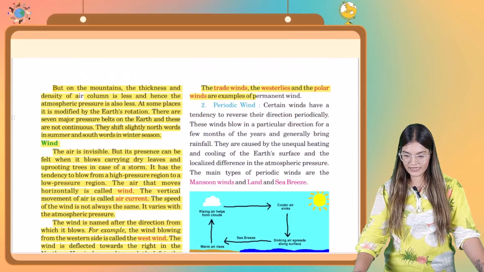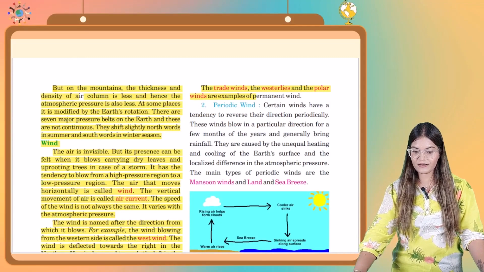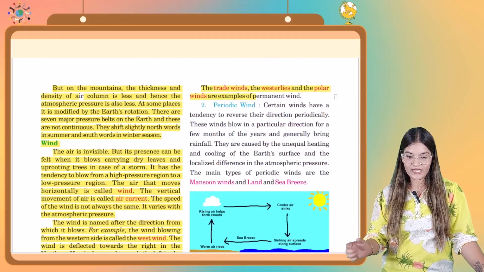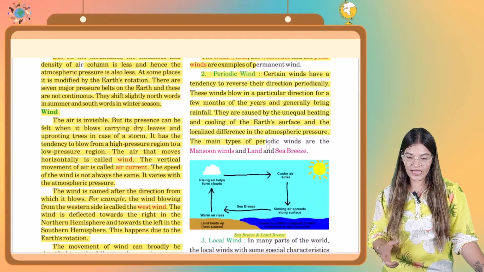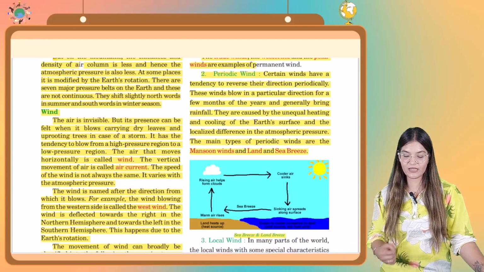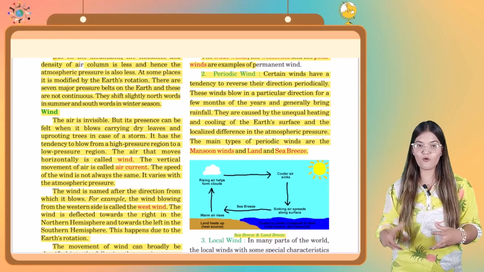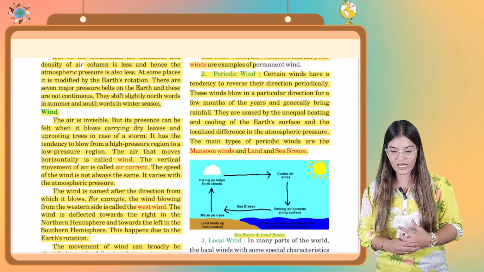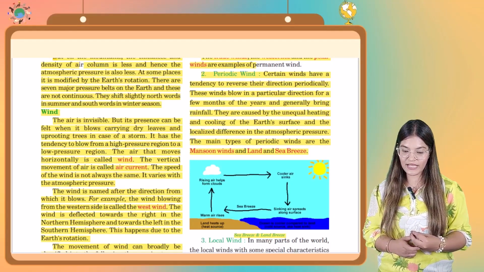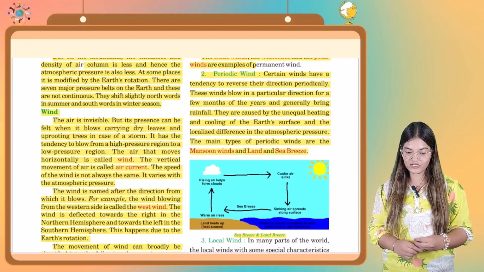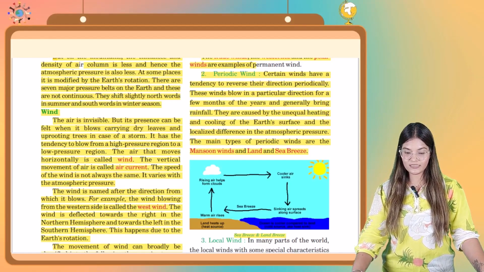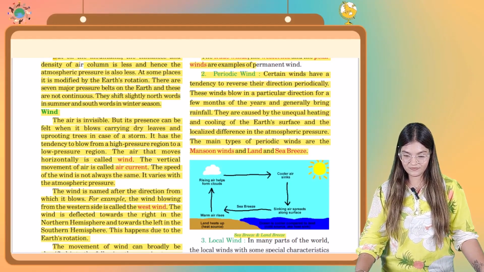Now move to the second point. Periodic wind. Certain winds have a tendency to reverse their direction periodically. These winds blow in a particular direction for a few months of the year and generally bring rainfall. मतलब एक ही ईयर में या कुछ महीने में घूमती हैं ताकि वो एक साथ अपने साथ रेनफॉल लेकर आती है. They are caused by unequal heating and cooling of the earth's surface and the localized difference in the atmospheric pressure. The two types of periodic winds are the monsoon winds and land and sea breeze.